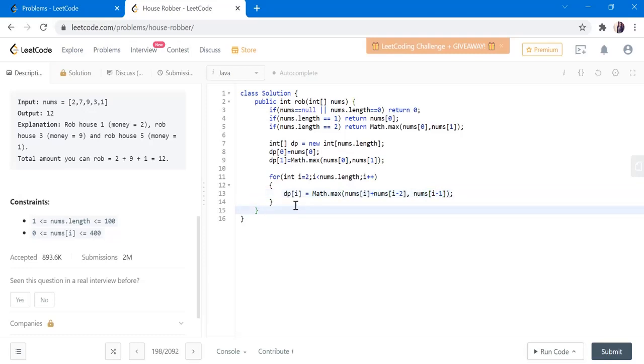So yes, that's pretty much it. After iterating the whole array and updating the DP, our solution would be in the last cell of the DP, which would be nums dot length minus 1. So yes, this is it. Let's give it a try.